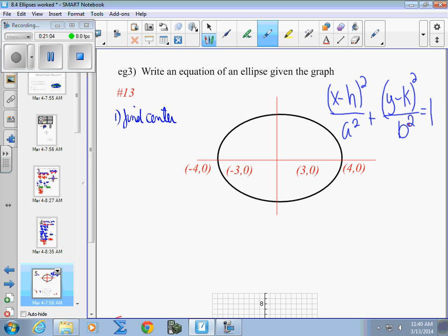So on this particular picture, they tell you that this point is -4 and 0 because the focus, which we call focus 1, is -3 and 0. We'll call this focus 2, which is 3 and 0, and we have another endpoint here.